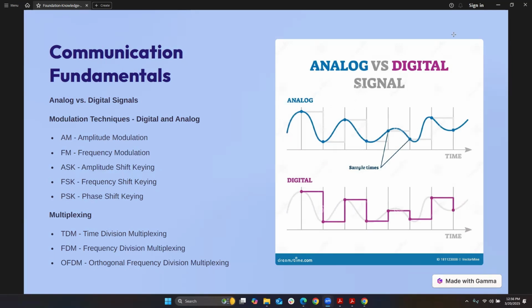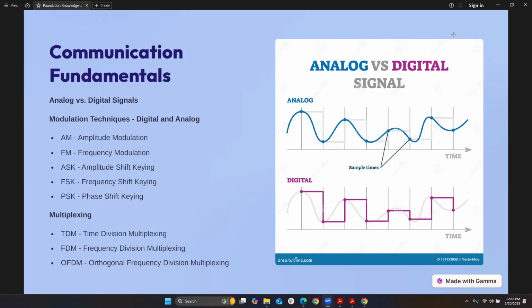When talking about analog and digital signals, there are two ways to send data. Analog signals are smooth, continuous waves like sound waves in music or radio broadcast. But digital signals are more like a series of on and off pulses represented by ones and zeros, just like how computers work. Digital signals are clean and less affected by noise, which is why they are used in modern communication systems like internet and mobile phones.